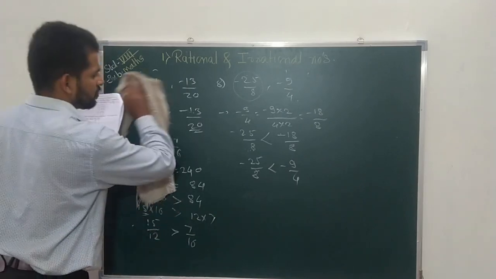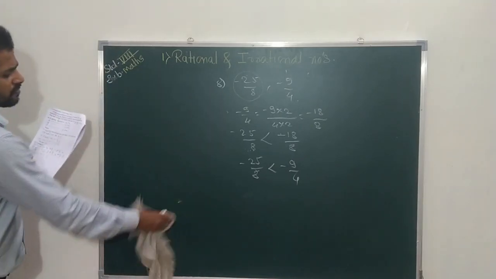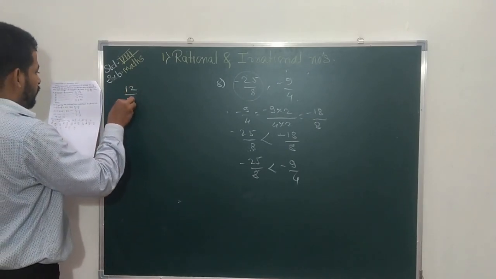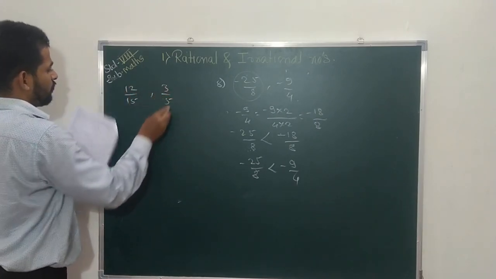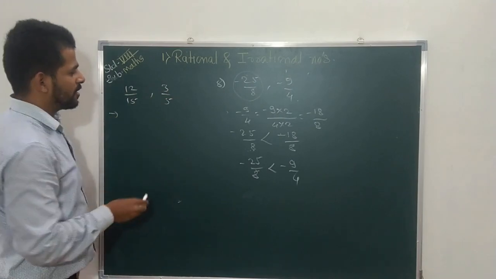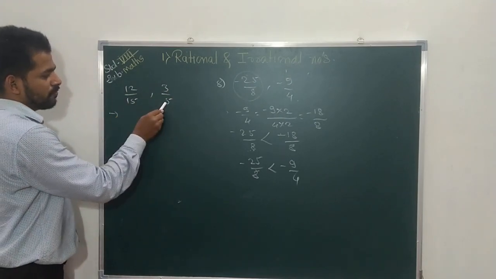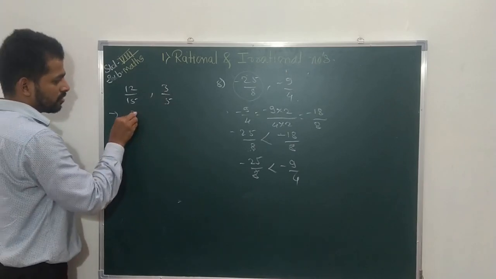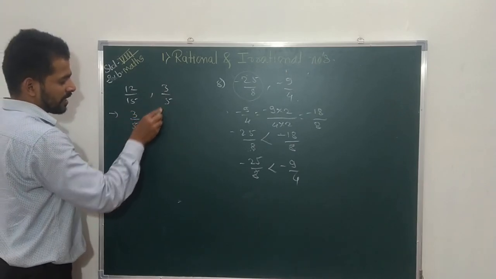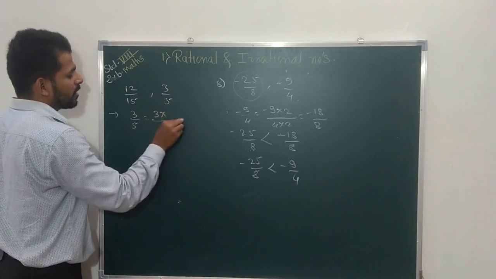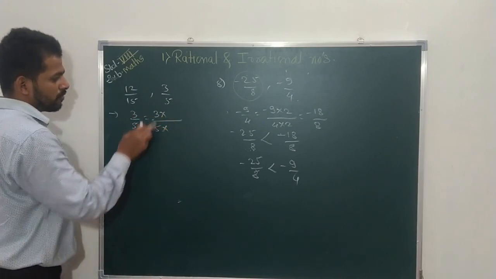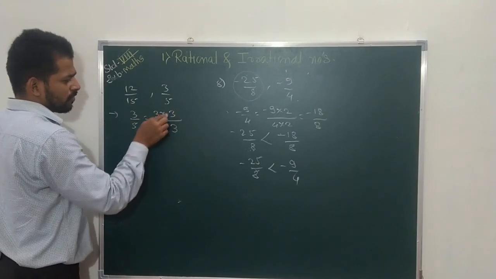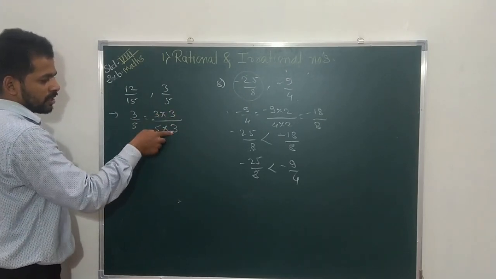12 upon 15 and 3 upon 5. Okay, let's see. In the same way, here 15 is there. In the 5 table there is 15, that's why we multiply only the first term. In the second irrational number, that is 3 multiplied by and 5 multiplied by. Which number do we have to multiply by 5 to get 15? 3. That's why we multiply numerator and denominator by 3.